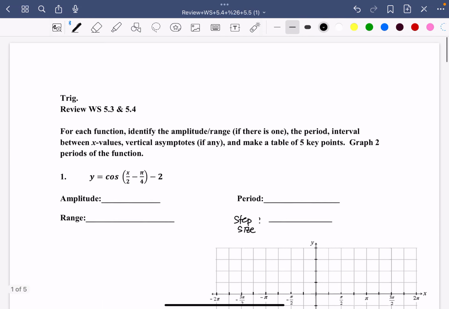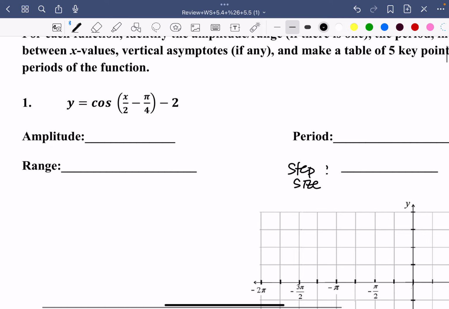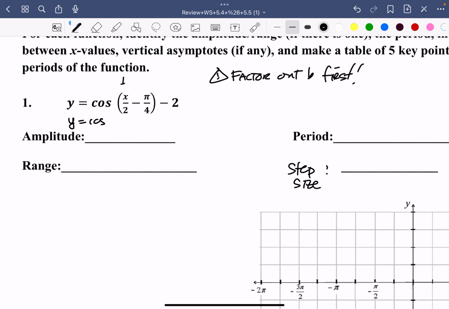Let's do a trig review. So if we look at our trig review, again, on this quiz that you're going to be doing is just graphing. So first thing we want to do here is we want to get this into the right form. So big thing is to factor out b. Factor out b first. So that means you're going to rewrite this as y is equal to the cosine of, well, when I look at this, that's really just 1/2 x minus pi over 4.